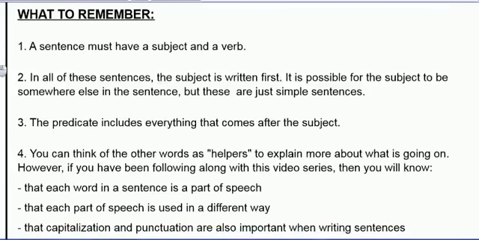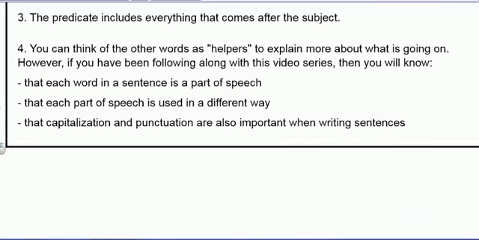So to finish off, this is what to remember. Number 1, a sentence must have a subject and a verb. Number 2, in all of these sentences, the subject is written first. It is possible for the subject to be somewhere else in the sentence, but these are just simple sentences. Number 3, the predicate includes everything that comes after the subject. I think I did a good job of explaining that. Number 4, you can think of the other words as helpers to explain more about what is going on.